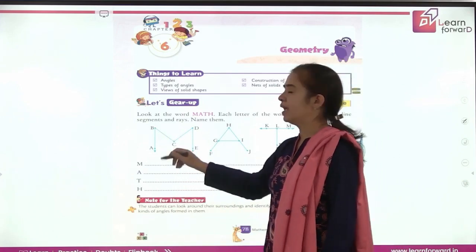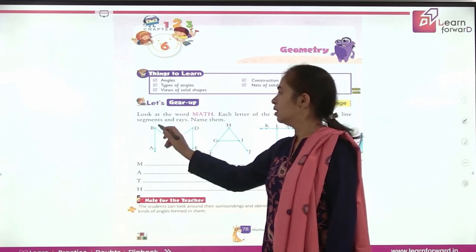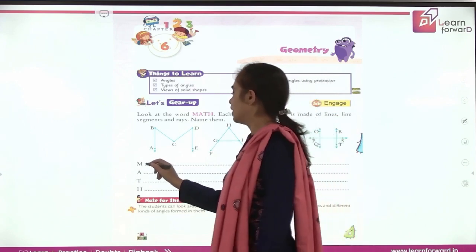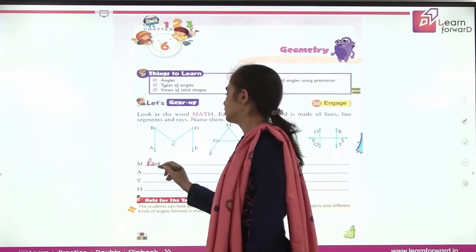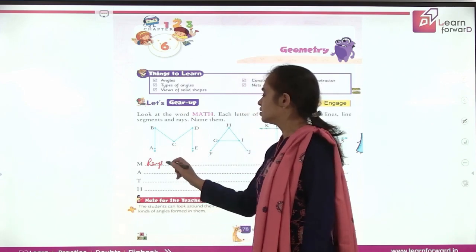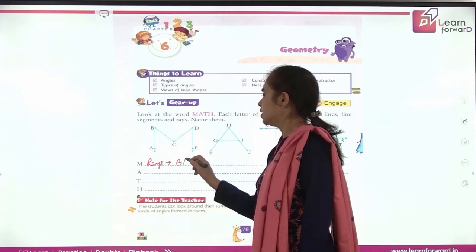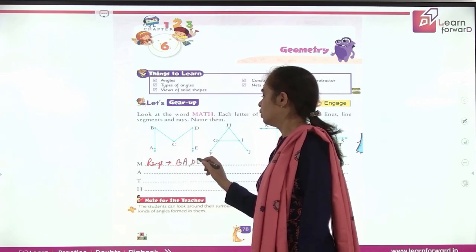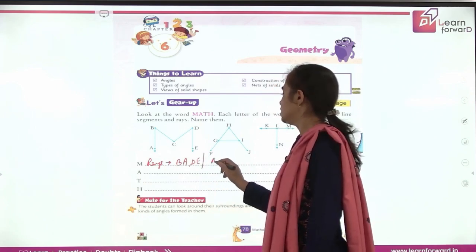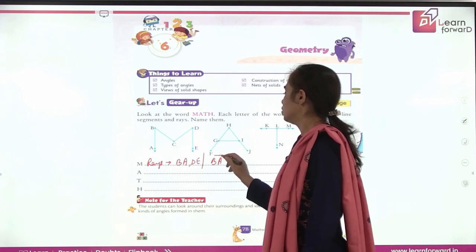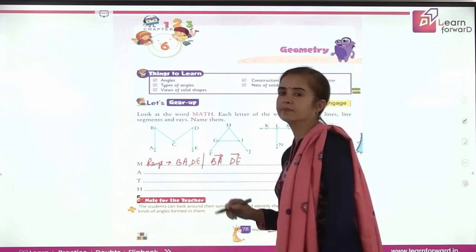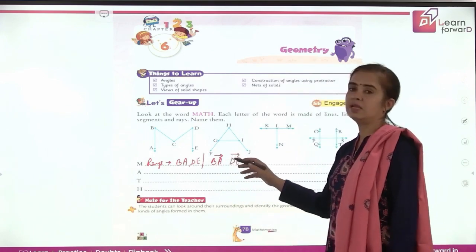So when you look at M, what do you see? There is a ray here, there is another ray here. So we write here ray, and rather than writing, we have another way. I'll tell you both ways. What are the rays here? BA, DE. Now to avoid writing these rays, you can also write it like BA, make a ray over it. Then DE, make a ray over it. So it means we are talking about ray BA, ray DE.